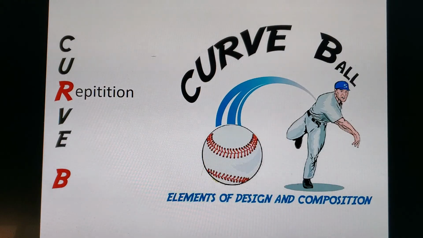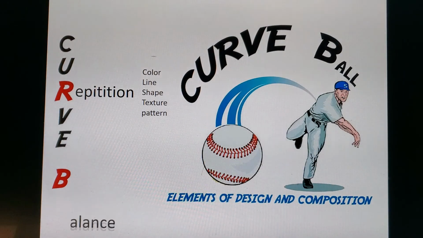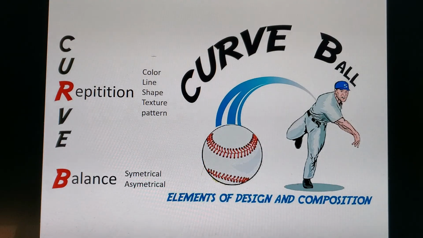So once again, we've got repetition, okay? We got balance, symmetrical and asymmetrical. We've got an even distribution as balance. Unity just means all things fit together. So I think if you take a look at this curveball design here with the guy throwing the ball, okay?